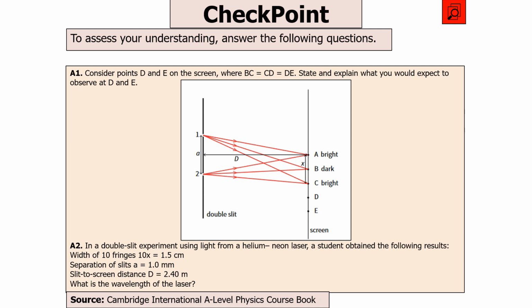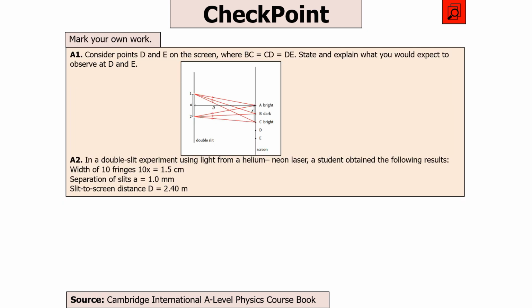Now, our next question says, consider points D and E on the screen. State and explain what you expect to observe at D and E. And then, in a double slit experiment using light from a helium neon laser, a student obtained the following results. The width of 10 fringes is 1.5 centimeters. The separation of the slits is 1 millimeter. The slit to screen distance is 2.40 meters. What is the wavelength of the laser? So pause the video now, then unpause the video when you want to go through your answer.